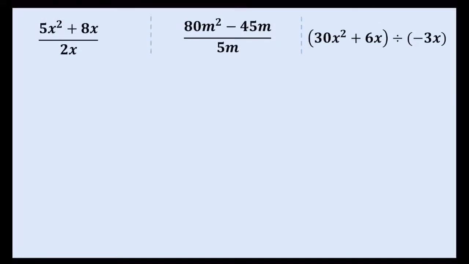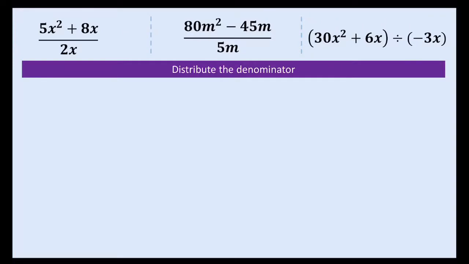Let's continue without algebra tiles. So here we have 3 examples I'm going to walk you through. You can pause the video if you'd like and see how you did. So first thing we're going to do is distribute the denominator. So I've split up my 2x between both terms. So now we're going to look at 5 divided by 2 and x squared divided by x, and then 8 divided by 2 and x divided by x.